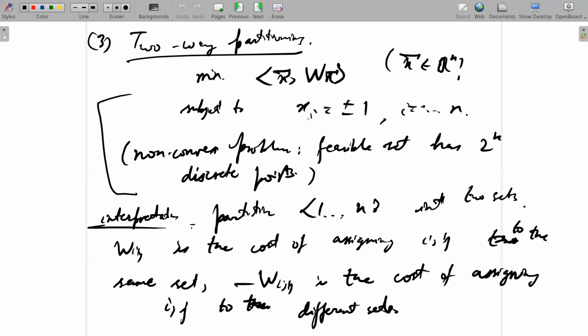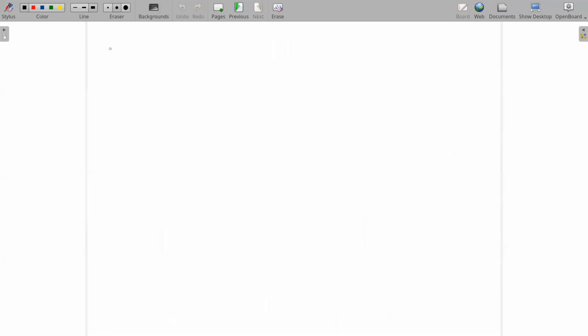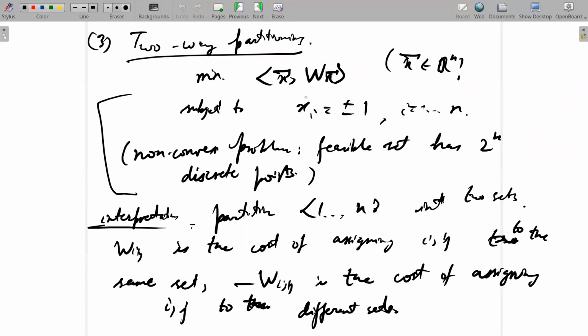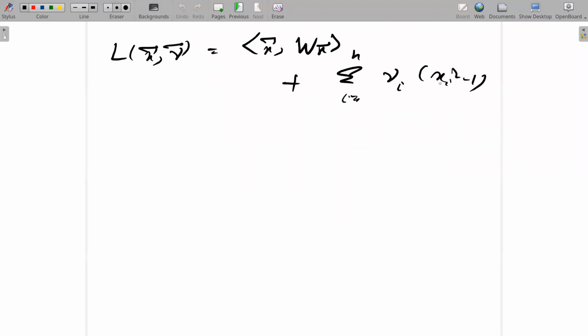So here we just have equality constraints. So we can just think of L(x, nu). There is no lambda here. It is nothing but x dot Wx plus summation i equals 1 to n nu_i times (xi squared minus 1). So these are the constraints. Xi being plus or minus 1 just means x squared equals 1. So those are the constraint functions, xi squared minus 1. So this is the Lagrangian.